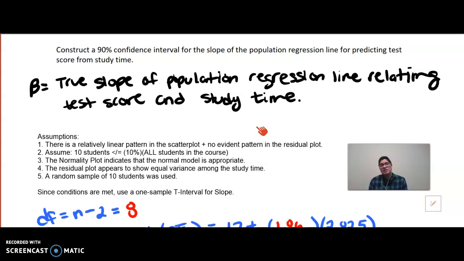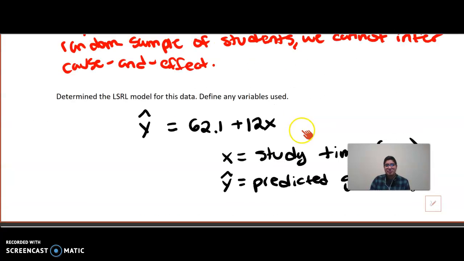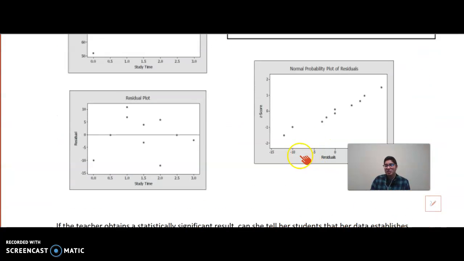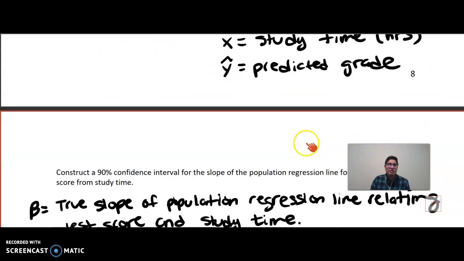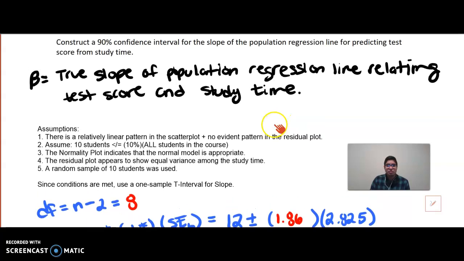For my independent condition, I can assume that 10 students is less than or equal to 10% of all students in the course, which is true since we have 250 students enrolled. The normality plot indicates that the normal model is appropriate. We didn't really do too much with this, but essentially if you have a relatively linear pattern in your normality plot, you're good to proceed with the normal model because it varies using a normal distribution.